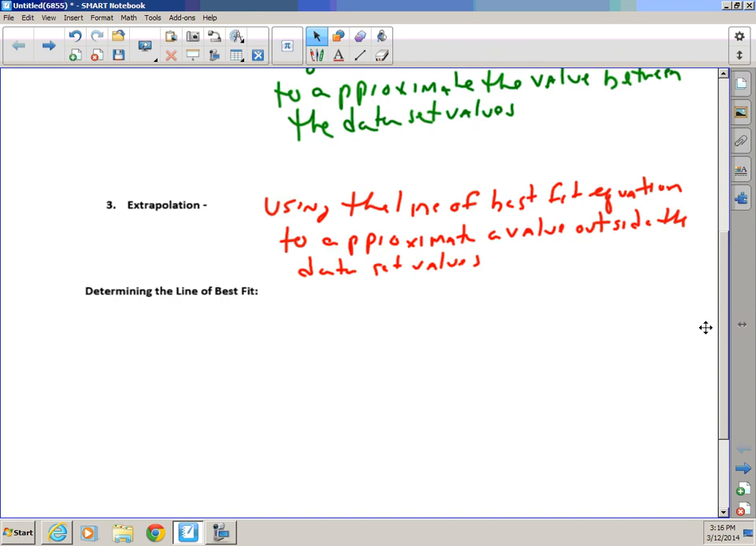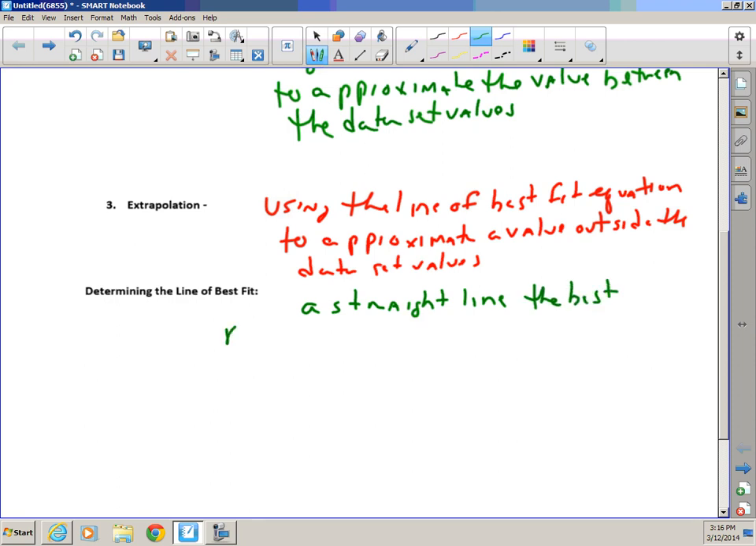Now, determining the line of best fit is a little bit tricky, and quite honestly, people can come up with slightly different lines of best fit. But what it is, is a straight line, and luckily these are all the notes we have today, that best represents the data on a scatter plot. Okay?